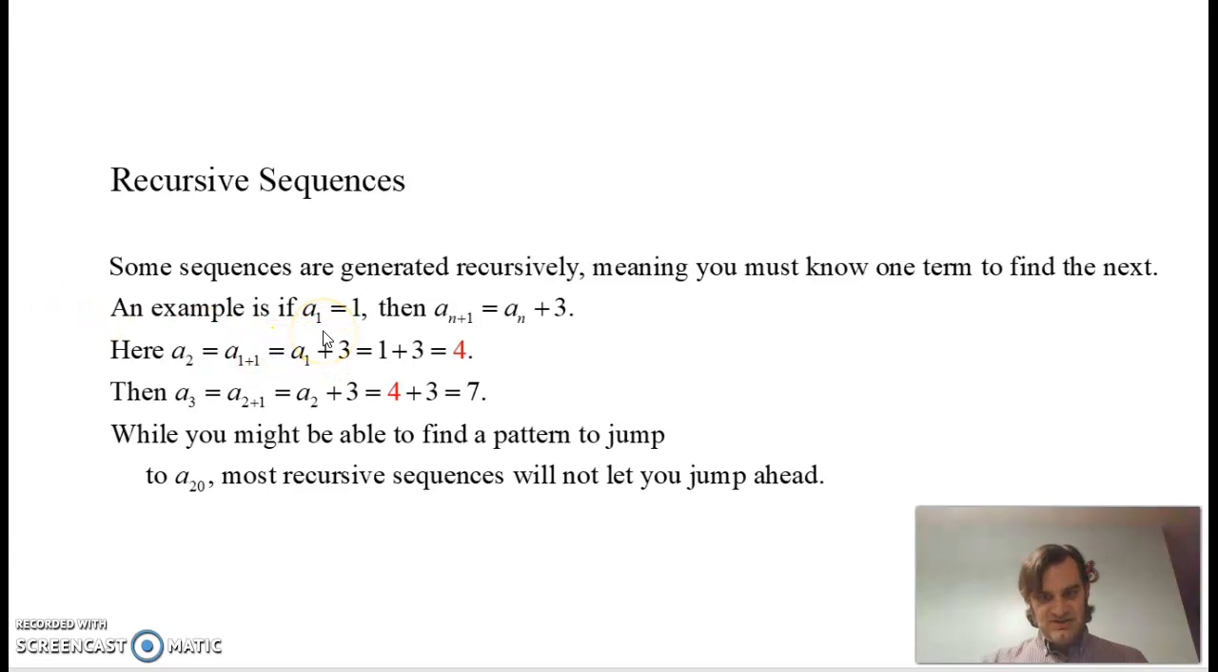Well, in this case, when we do a recursive sequence, we define the first term, which is A sub 1 equals 1, and then we define every term off of previous terms. So to get the next term, A sub 2, where n would be 1, A sub 2 would be whatever A sub 1 was plus 3. So that would be 1 plus 3, which would be 4. And then when we want the third term, we would add the second term, which was 4, to 3, and get 7.